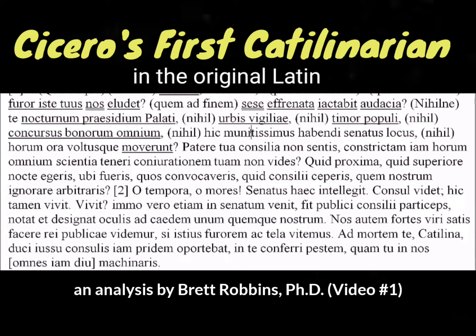So there's an important background to this very idea of the boni referred to here in the genitive that Cicero refers to. Nihil hic munitissimus habendi senatus locus, this most fortified, and there's a superlative, the superlative degree of the adjective, quite often not meaning the most, but rather quite, very much. All right, so that's what it means here, because you're not comparing it to anything. So most fortified, or as it says in our book, excellently fortified, which is kind of weird, but that's okay.